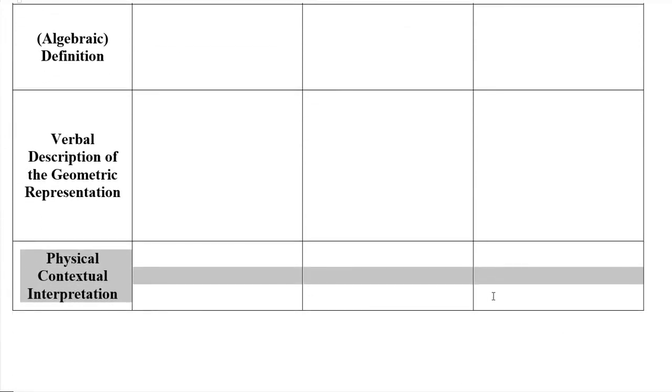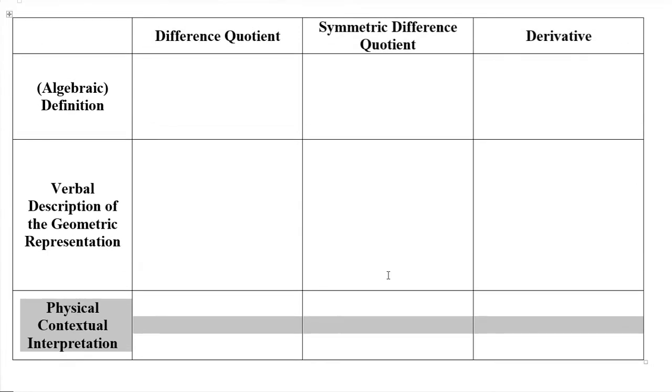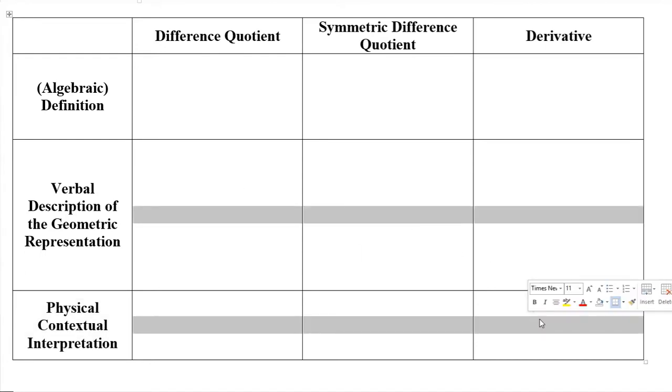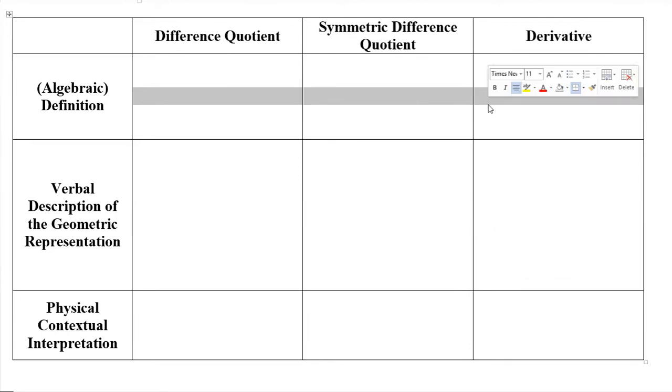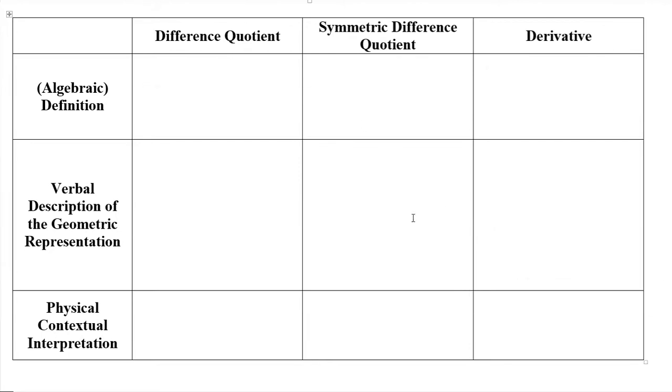And the last one is, if you try to put this in the context of a real-world problem, what is the physical or contextual interpretation of these? So these last six things are going to be the geometric and real-world context, and the first line is the actual definitions. So go ahead and do this yourself now. You should be able to do everything on this from memory. Press pause.